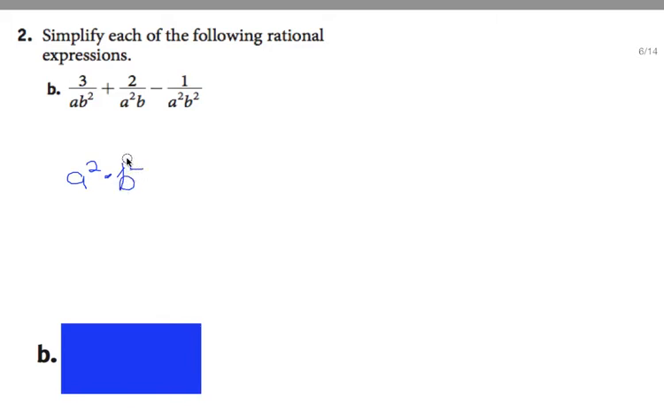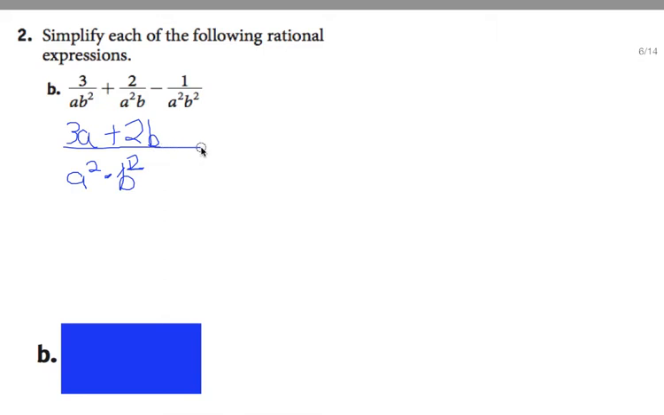And so with each one of these fractions, we need to do something to get a squared times b squared. Now this one is missing an a, so we're going to multiply both the numerator and the denominator by a so we can have a squared. Okay, so 3 times a is just going to be 3 times a. Okay, this one here, you have an a squared, but you need b squared. So we're going to multiply both the numerator and the denominator by b. So the numerator just becomes 2 times b.